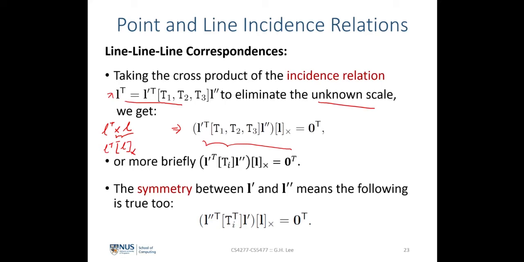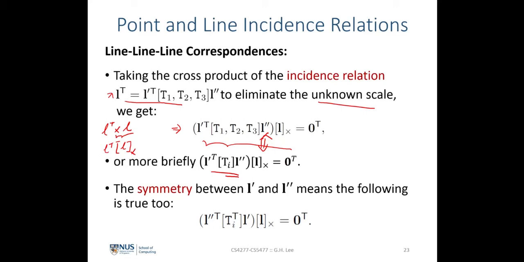Or more briefly, instead of writing T1, T2, T3 in the square bracket shown here, we can write in a short form where it's simply denoted as the square bracket of Ti. And so these two equations actually mean the same thing, but this is the shorthand of the longer form of the equation as shown earlier on.